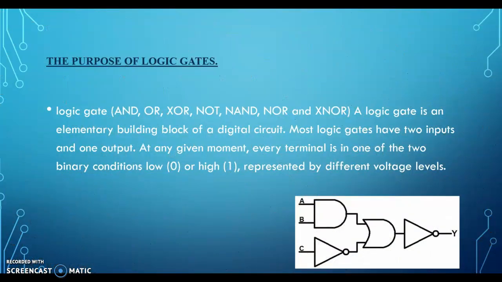We wonder what the purpose of logic gates is. Now, the logic gates are, for example, AND, OR, XOR, NOT, NAND, NOR, and XNOR. A logic gate is an elementary building block of a digital circuit. Most logic gates have two inputs and one output. At any given moment, every terminal is in one of two binary conditions, that is low or high, represented by different voltage levels.